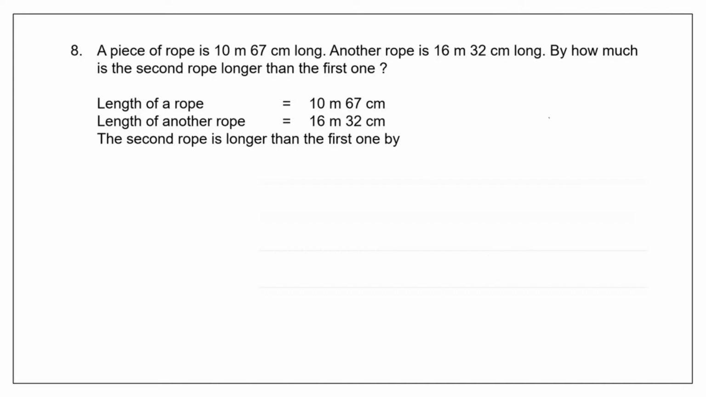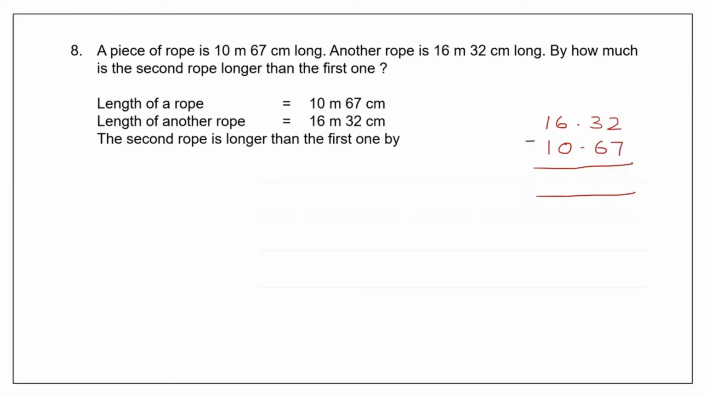So let's do that. We have 16 meters and 32 centimeters. So let me put it in the form of a decimal number. 16.32. And the next one, 10.67. So we are going to subtract these two. So let's subtract.